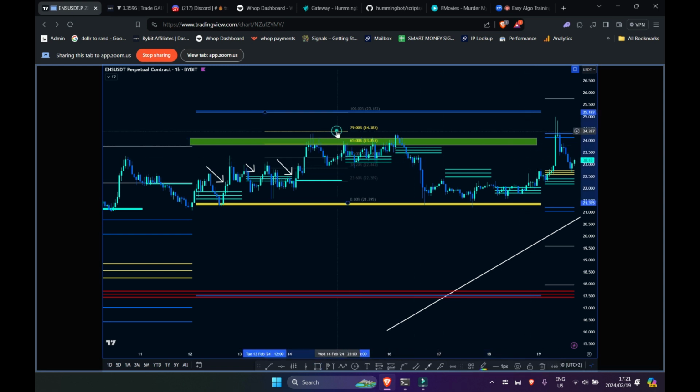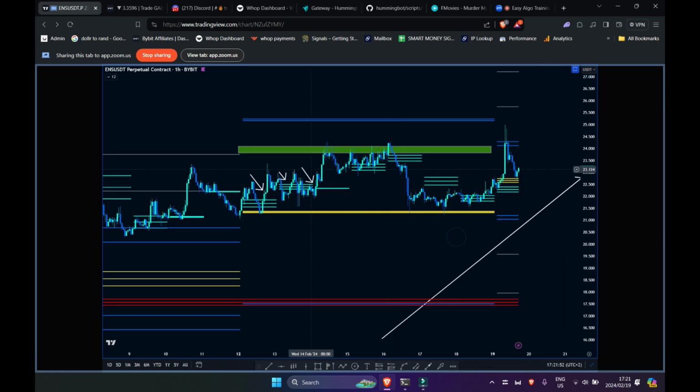You wouldn't have waited for it like on other grids, and I'll show you examples of them, where price will go all the way to the top. It'll shoot to the top because it's a small grid.